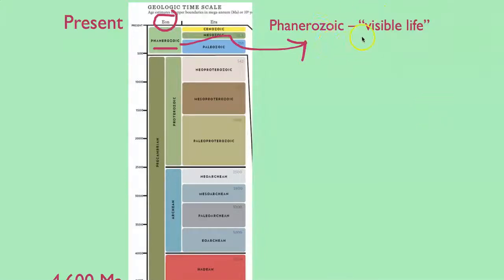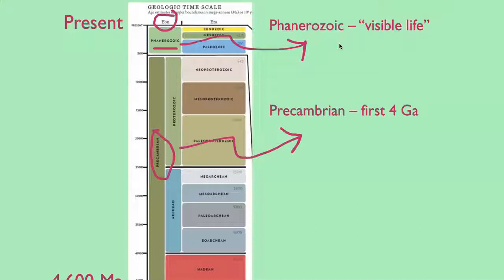So zoic is an ending that you're going to find commonly in the geologic timescale. That means life, like zoology, life. And then phanero refers to visible. The other eon is the Precambrian, and I'll explain in a little bit where that name came from. But this is basically the first 4 billion years of Earth history.